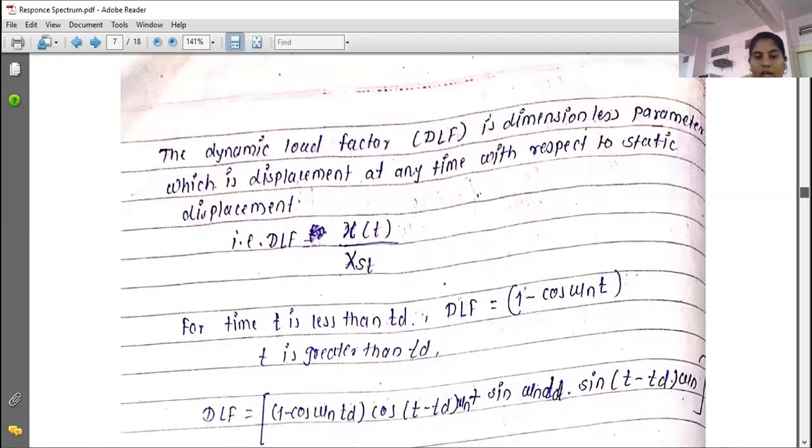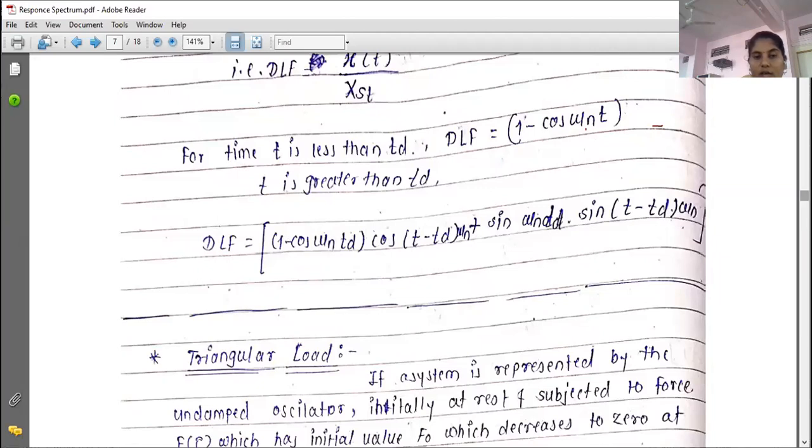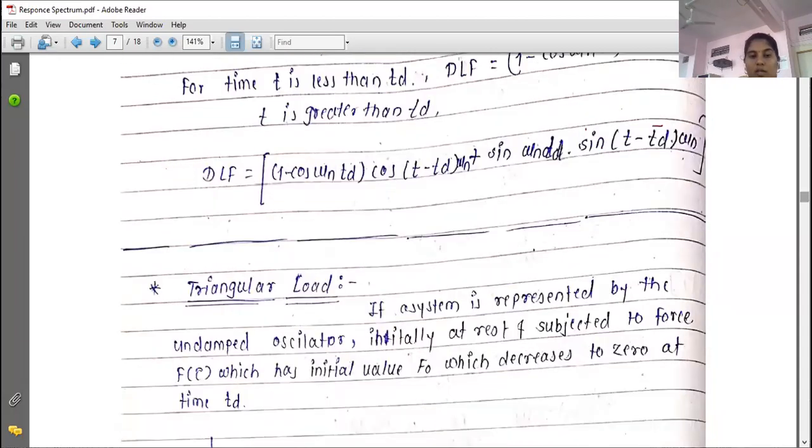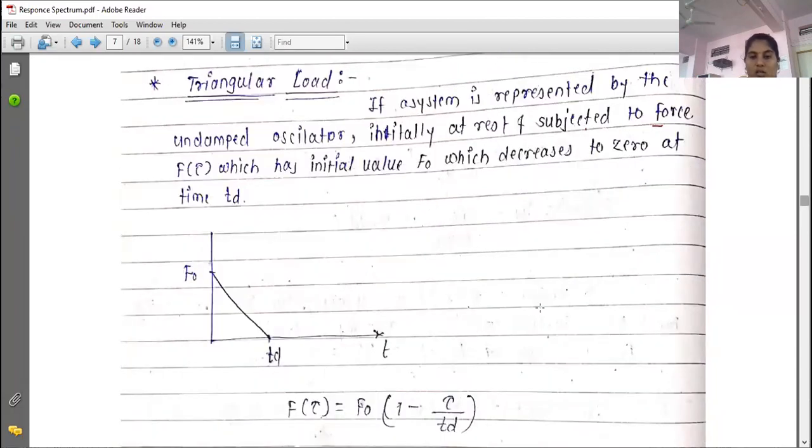Below this, write down for time t is less than td, DLF is equal to 1 minus cos omega n t. Okay, that is the DLF factor. Now we'll see the triangular loading conditions.